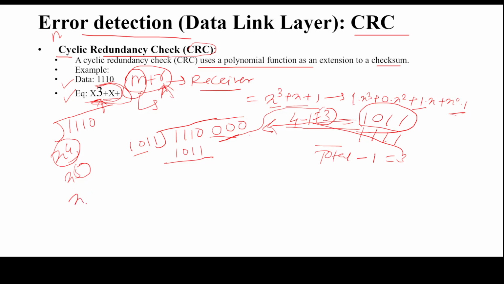We have to XOR. So XOR is saying that if the values are 1, 1, then we get 0. If the values are 0, 0, that means we also write 0. If 1 0 then 1, or 0 1 then 1. Okay, so here 1 1 0 1 0 1 1 1 0 1 0 1. So this is our divisor.